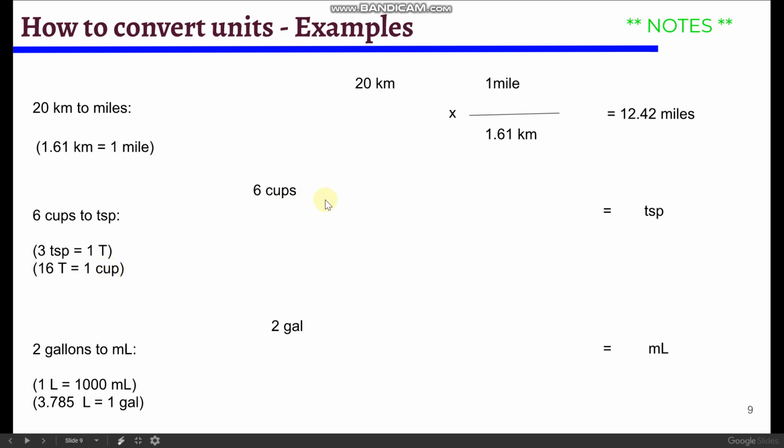So on the bottom of our fraction, we're going to write 1 cup. That way the cups will cancel out. And on top, we're going to put 16 tablespoons. Okay.